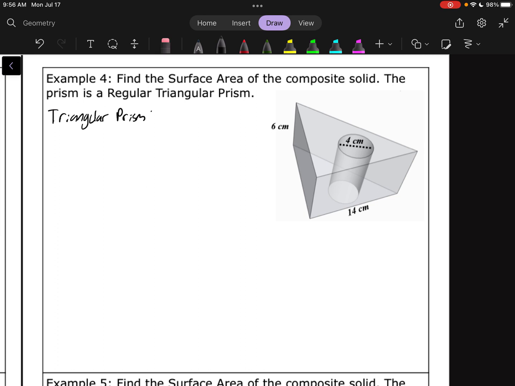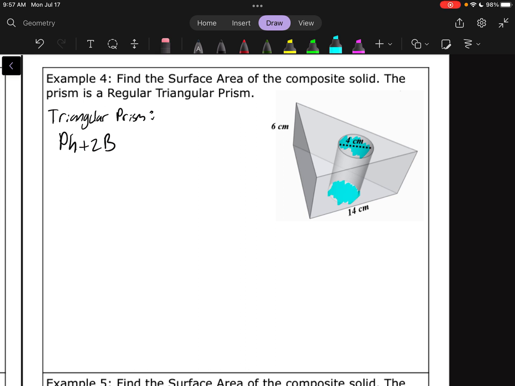Okay, so regular triangular prisms formula, Ph plus 2B. But before we dive into what is what, let's just think about what's been removed from the triangular prism. The part that's been removed is these two circles, right? That spot, which used to be filled in the triangular prism, is no longer filled.